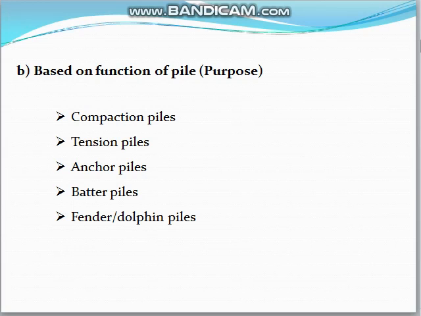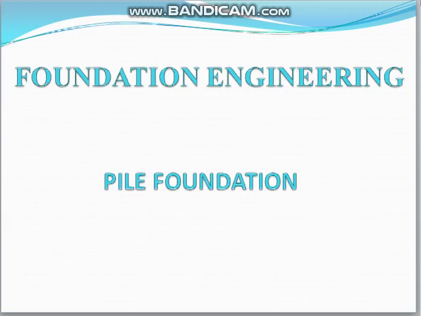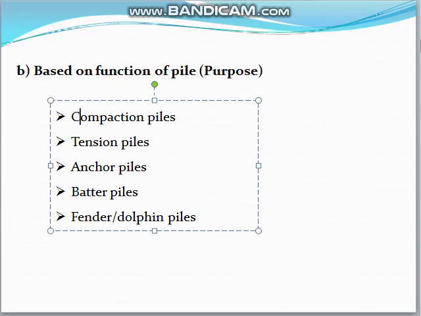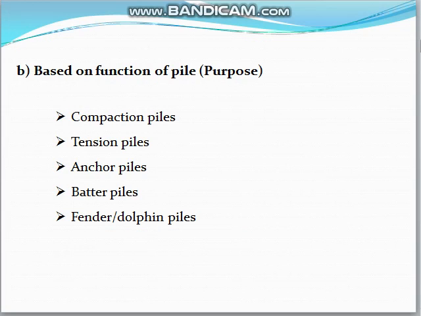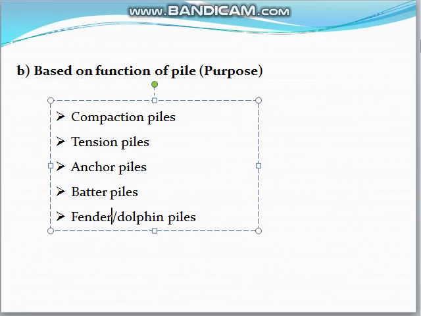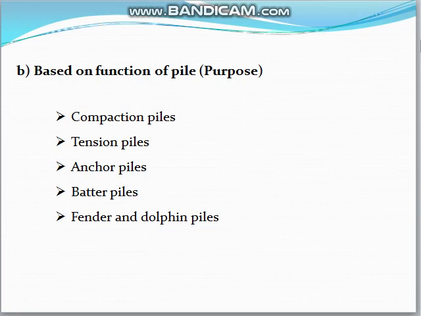Okay. So next, coming to the classification based on function of pile. There are five types of piles here. One is compaction piles, tension piles, anchor piles, batter piles. Another one is fender piles and dolphin piles. Let us see each and every one. First one is the compaction piles.